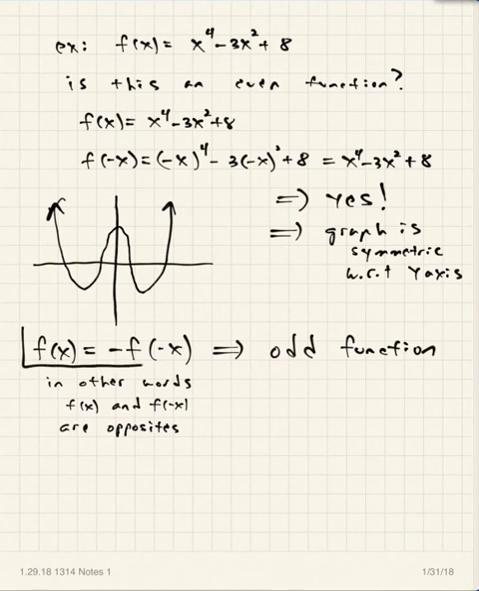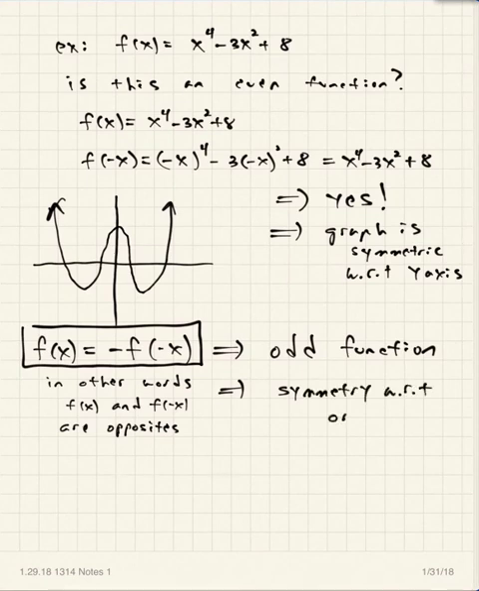So this condition right here, where f of x and f of negative x are opposites, you get an odd function. This type of graph has symmetry with respect to the origin. And so we need to look at a graph that has symmetry with respect to the origin. A graph that has symmetry with respect to the origin is like, and actually let's just go to the next page here, the function f of x equals x cubed, the cube function.